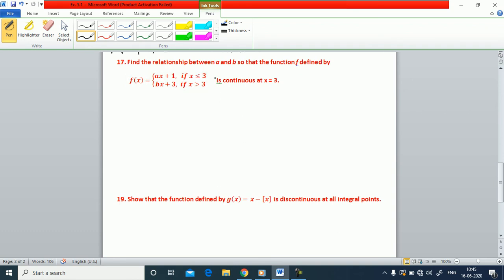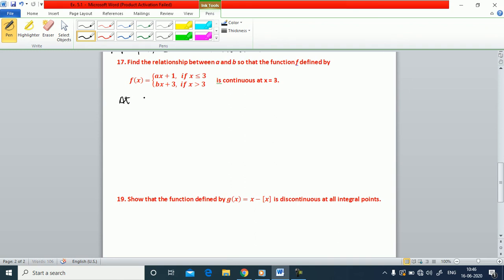The reason being the given information is not sufficient to find the values of a and b separately. Whatever condition is given, with that we can only find the relationship between a and b. Okay, so they are saying the function is continuous at 3. So this is what we are going to use.